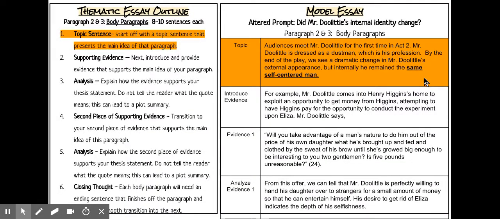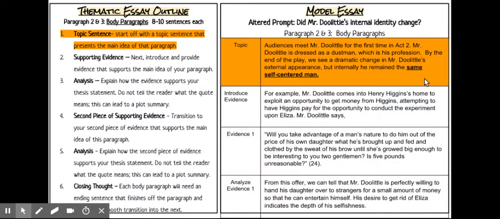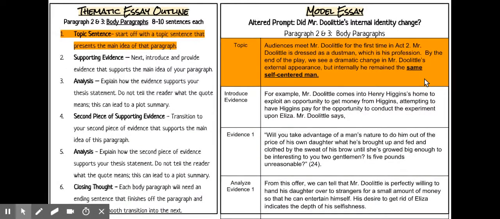Please pause the video here and make sure that you have a topic sentence that introduces if Eliza Doolittle changed or remained the same, and the specific internal identifier that you will be discussing in this paragraph.